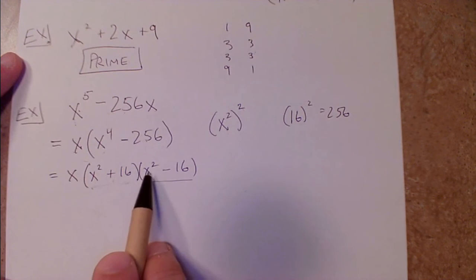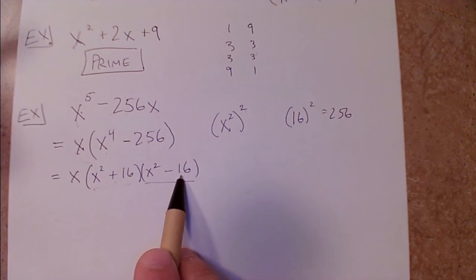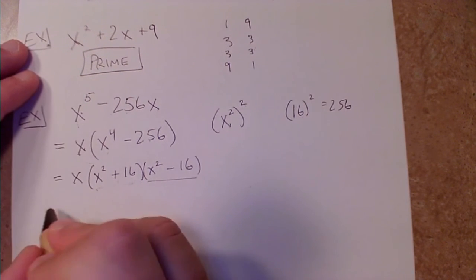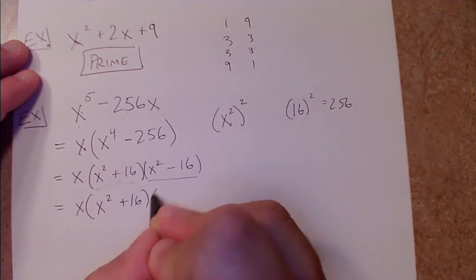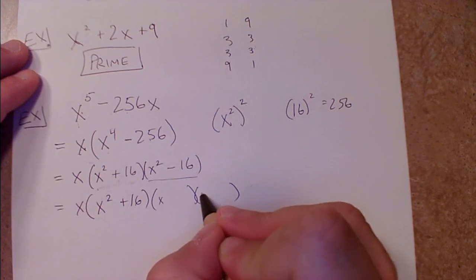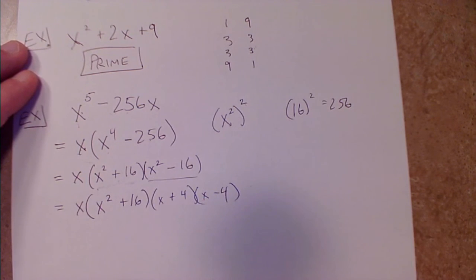This one does factor, because now I have x squared and 4 squared, and they're being subtracted. And so that is yet another difference of squares. x right there, plus 4, minus 4.